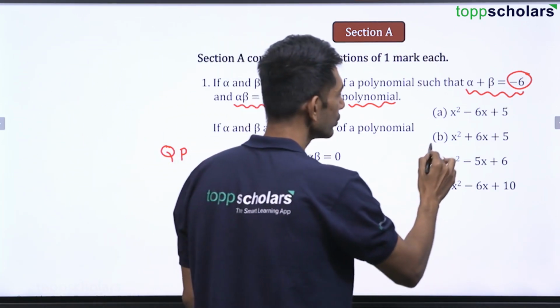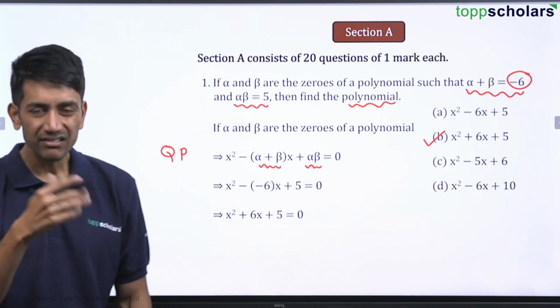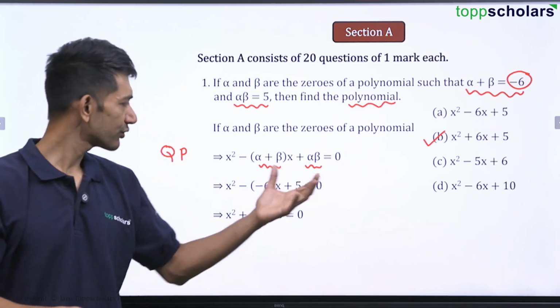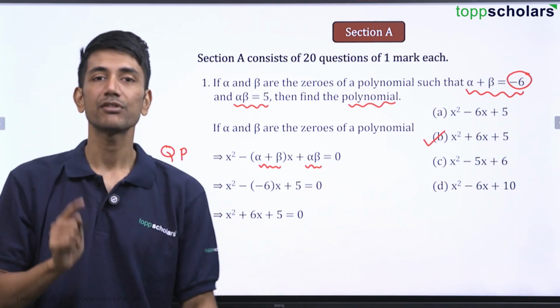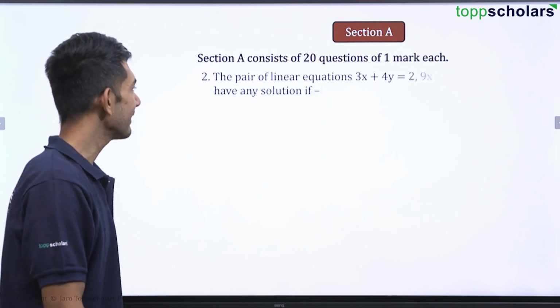Children, if you are able to do such type of questions orally, if you already know the formula x square minus sum of roots into x plus product of roots, do it directly because we don't have to show the entire justification over here. This is just an MCQ based question, right? Okay, let's have a look at the second question.